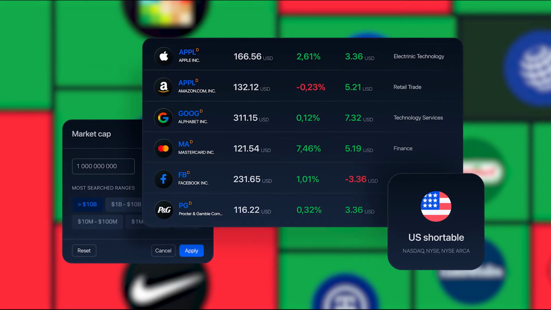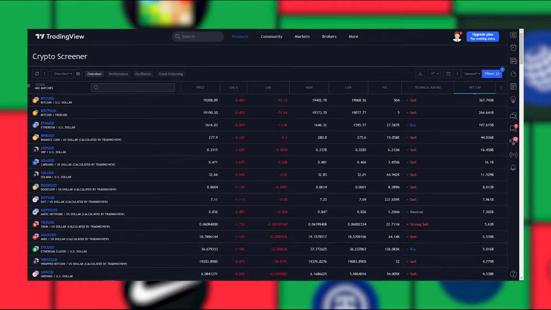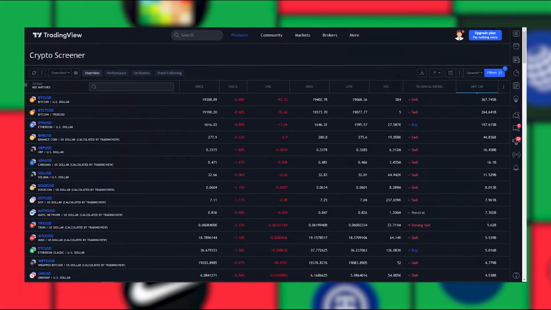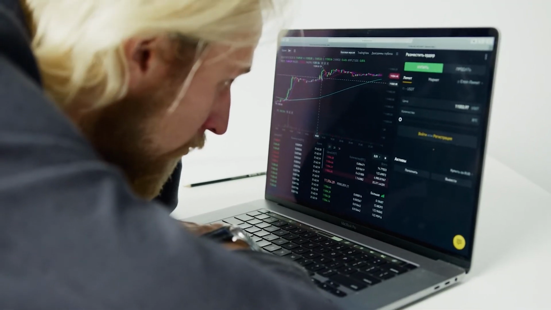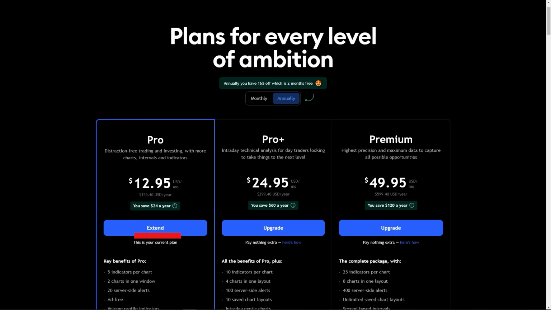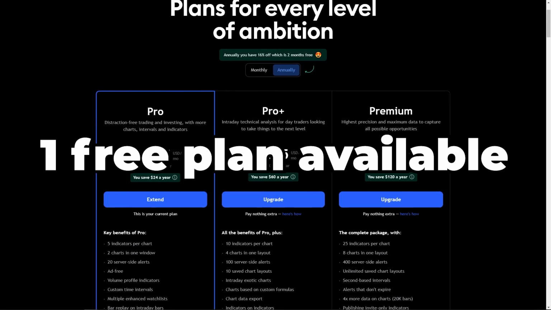You can look for the cheapest companies making the most money, or which cryptos are performing strongest this month. This way you can always find the perfect asset for your trading strategy. TradingView has 3 paid plans and 1 free plan available. For most use cases, the free plan is more than enough.